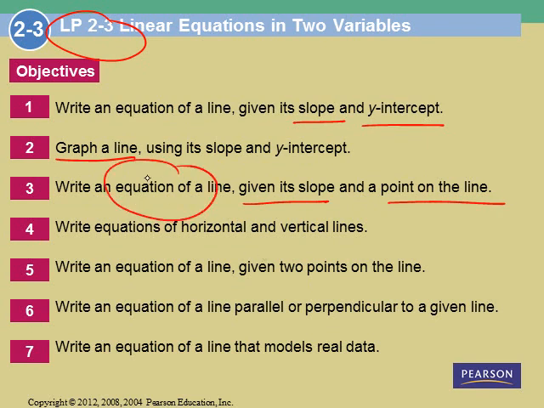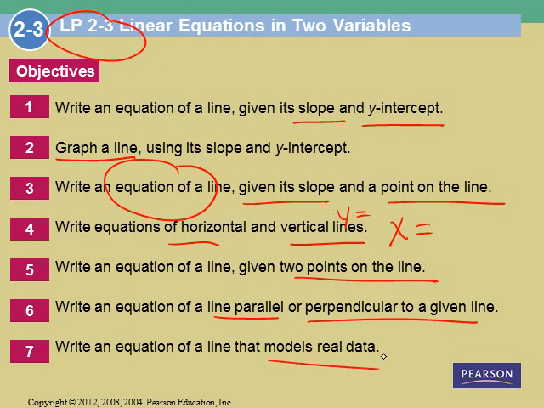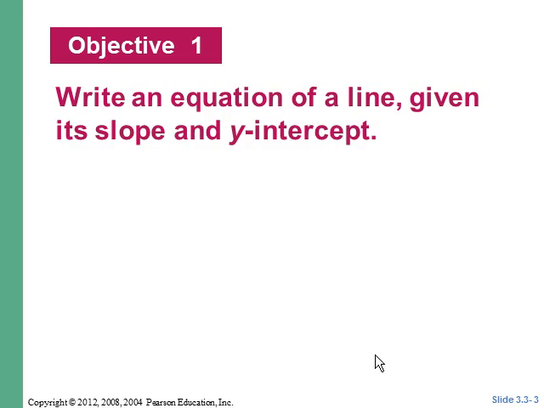So last time we did graphing them. Today we're going to write the equation. Write the equations of horizontal and vertical lines. It's probably going to have something like x equals and y equals. Write an equation of a line given 2 points on the line. Write an equation of a line parallel or perpendicular to a given line. And then we're going to model data in real life. In our textbook, as I said, this is section 3.3.